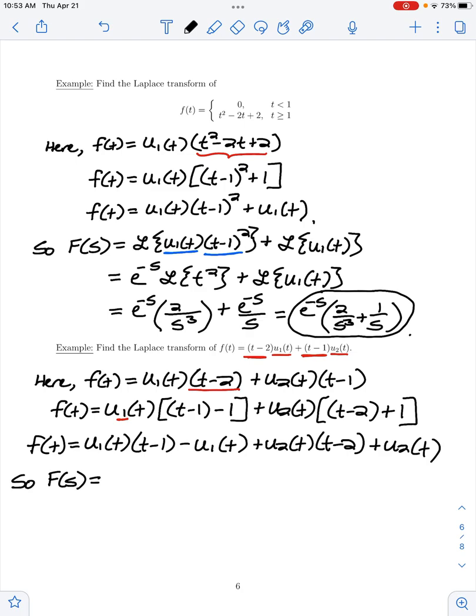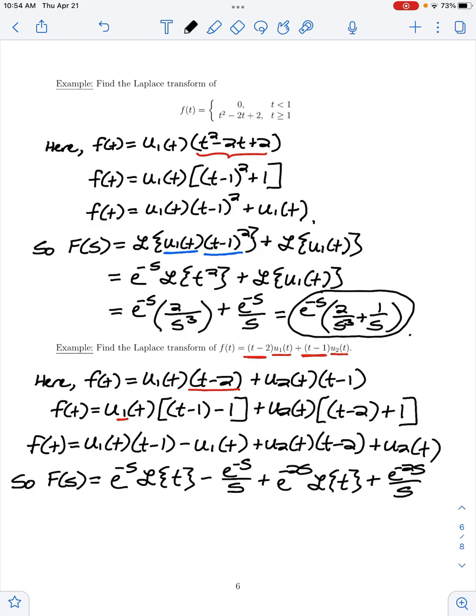So for the first part, I have u1 times t minus 1. So by this new theorem, I'm going to have e to the negative 1s times the Laplace transform of the function that was being shifted. So t minus 1 is just t, shifted 1 unit to the right, minus the transform of u1, which is e to the negative s over s, plus the transform of u2 times t minus 2, which would be e to the negative 2s times the Laplace transform of t, plus e to the negative 2s over s.